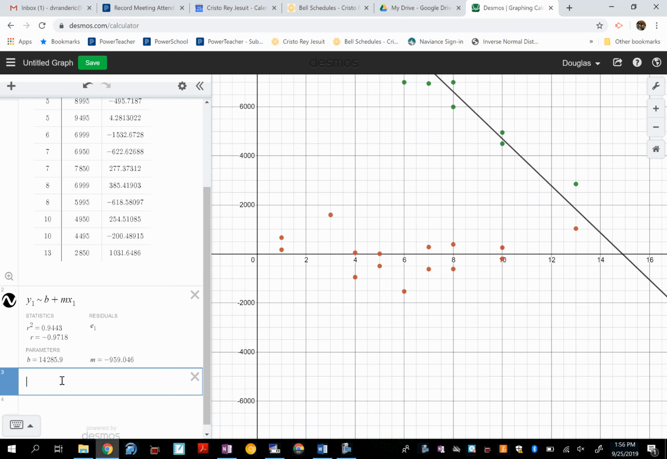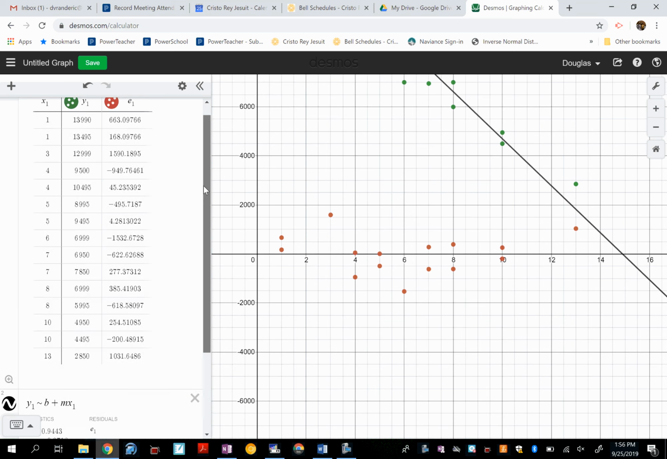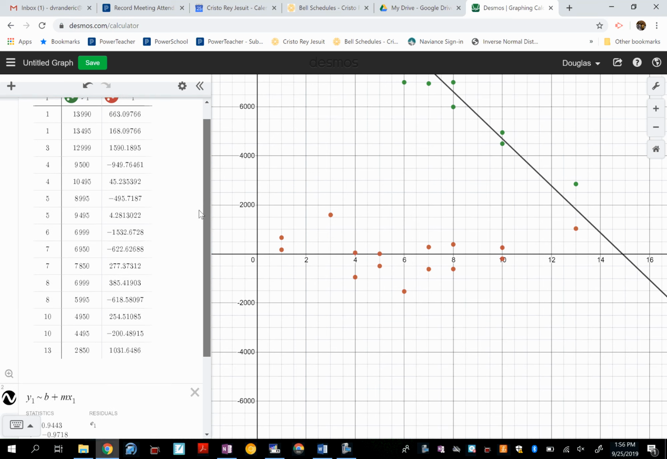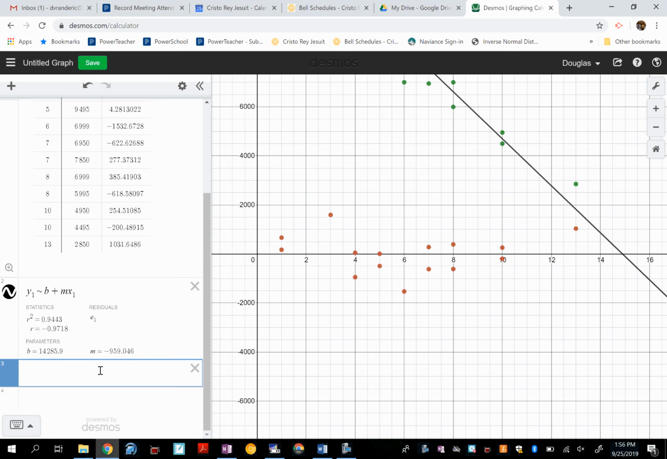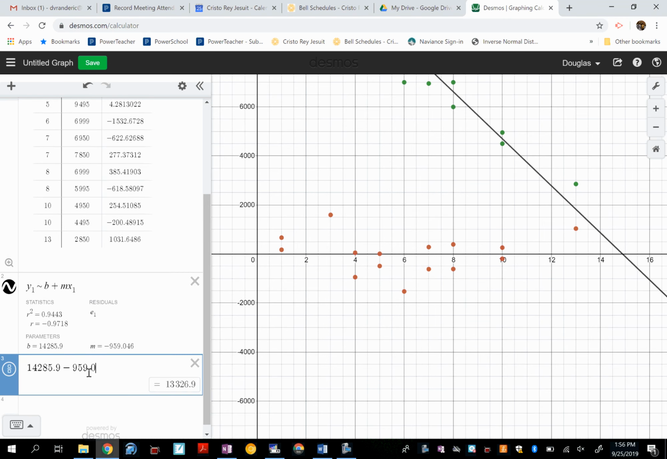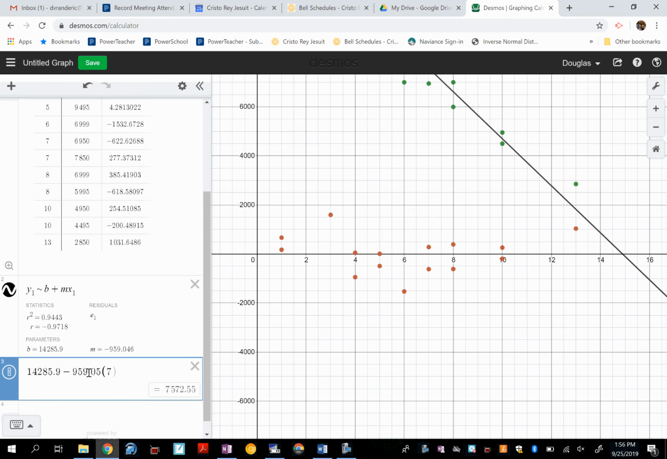What about the model? Yeah, I'm trying to think. Can you look at the residual? Yeah, I mean, I could do it with residuals, but Jarvis, I think there's a way where I could actually have it do it without the residuals. Let me research it, but for now, let's just type it in. So it's 14,285.9 minus 959.05 times 7. And if you use 0.046, your number will be just a little different. It's fine, no big deal.